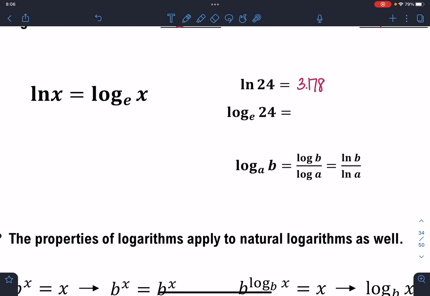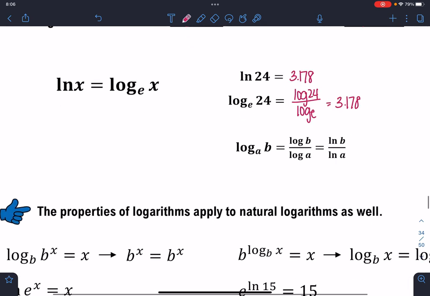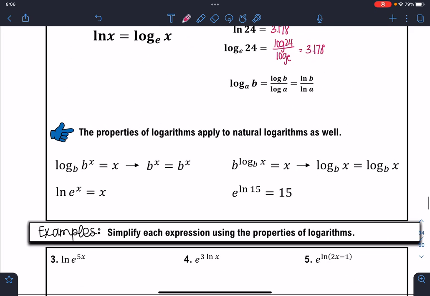If we wanted to use the change of base property to prove to ourselves that it means the same thing, this is really log of 24 over log of e, and you could type that in your calculator: log 24 divided by log of e. E is just a number, right? So basically, the natural log is just log of base 2.718, and so on. Again, if you type that in, you get 3.17. So that's really what we're doing here. That's what you see when you see ln.